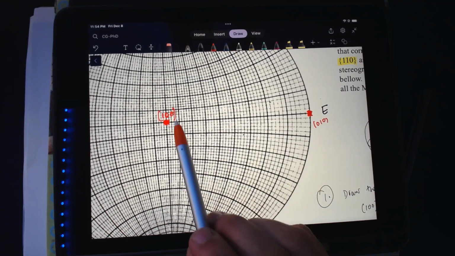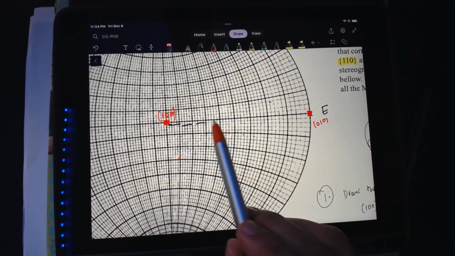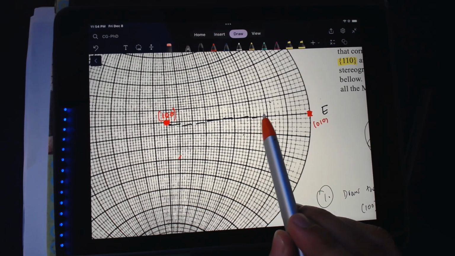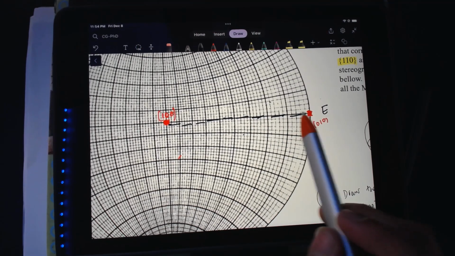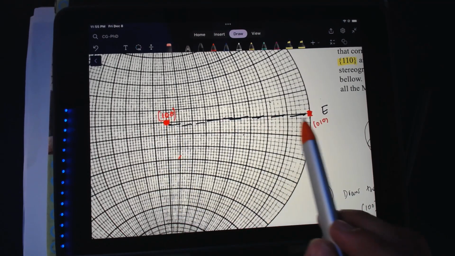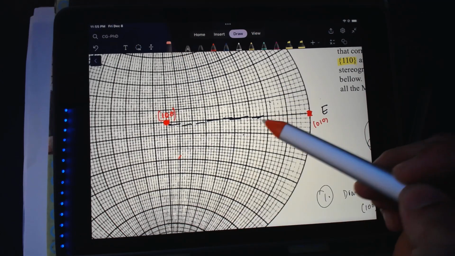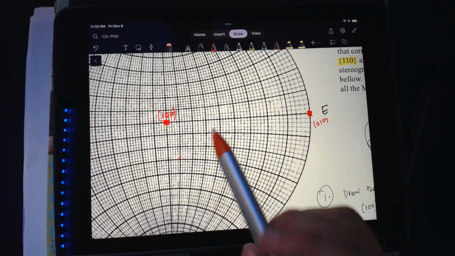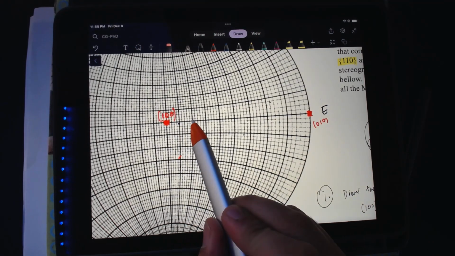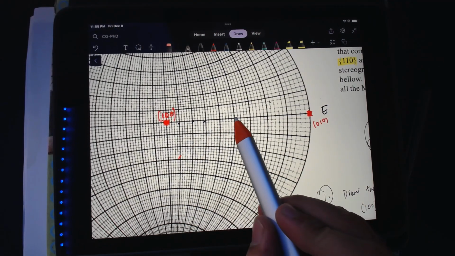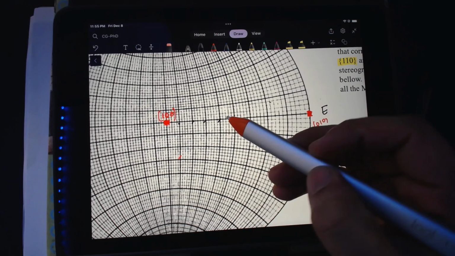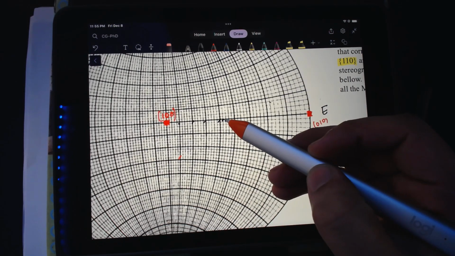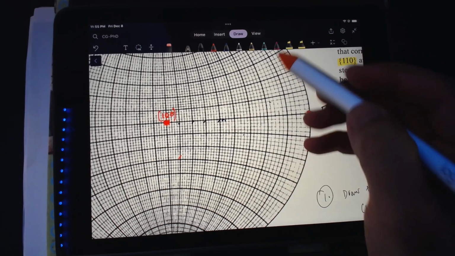So this would be 10, 20, 30, 40, 50, 60, 70, 80, 90. So you can see the angle between these two poles is 90 degrees. So when we want to do a bisection, we'll just do 45 degrees. So we'll count 10, 20, 30, 40, and then 42, 44, and then here is where we'll have 46.